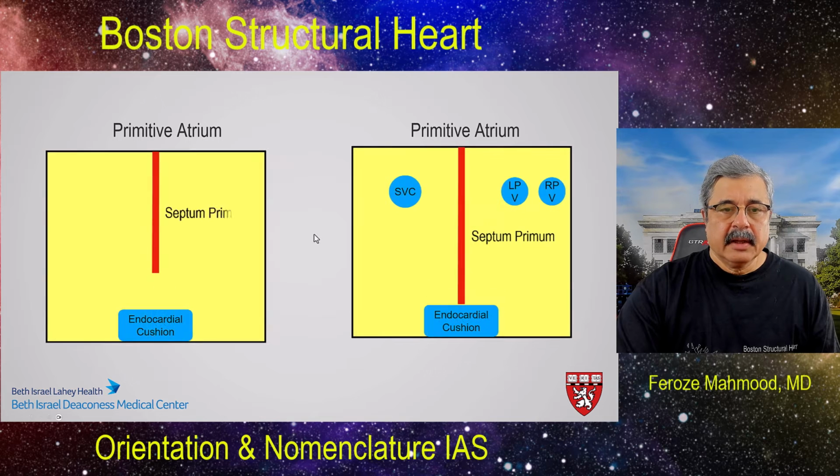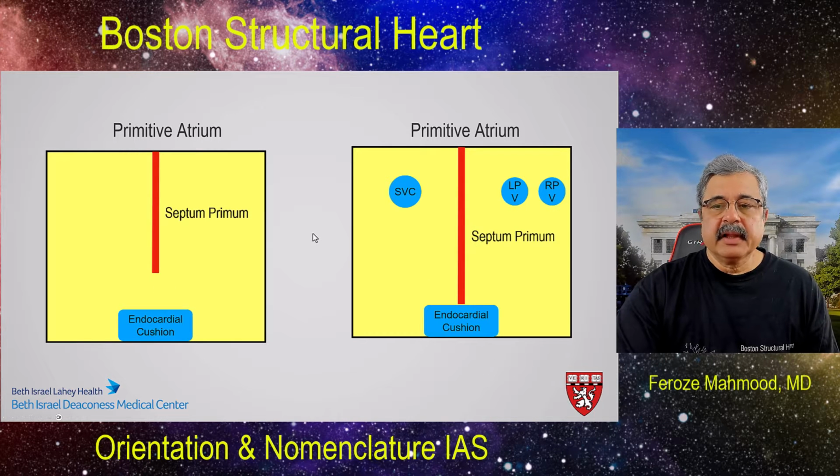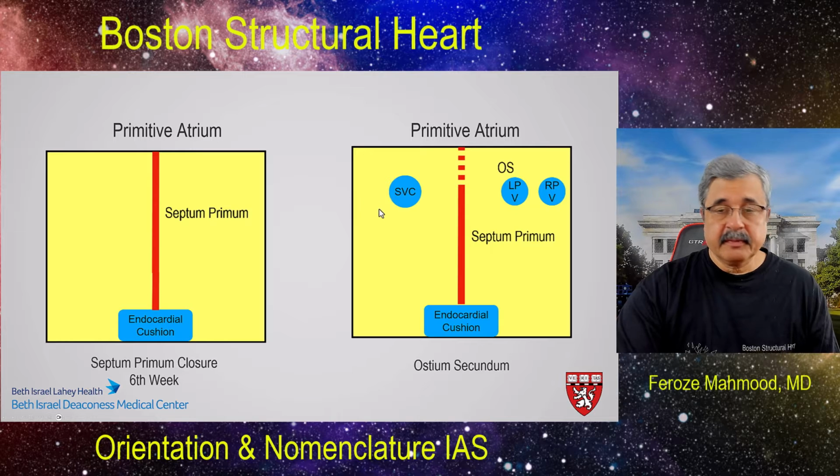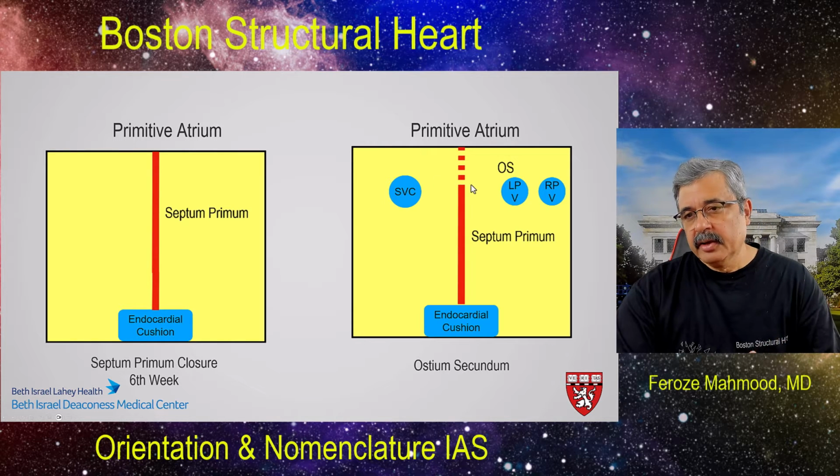Now, up to about the 6th week of intrauterine life, there is development of the SVC ostium in the right primitive atrium, and the left pulmonary vein and the right pulmonary vein appear in the left primitive atrium. At the same time, the septum primum advances further caudate to fuse with the endocardial cushion by the 6th week of life. While this is happening, there is appearance of fenestrations on the cephalad end of the septum primum that are referred to as ostium secundum, for the transfer of oxygenated blood coming from the placenta to the left side of the heart.